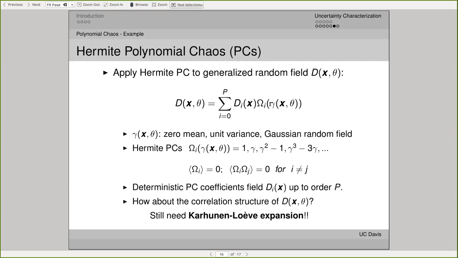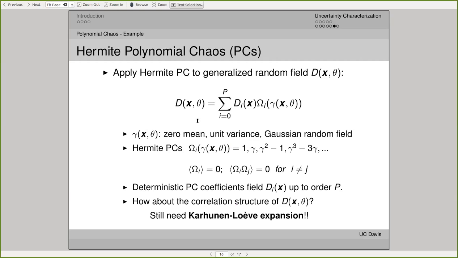And instead of having a standard Gaussian random variable as the basis to construct the Hermite polynomial chaos, now we need to use this underlying Gaussian random field. Essentially, this becomes a zero mean unit variance Gaussian random field to construct the Hermite polynomial chaos. The functional form of the Hermite polynomial chaos stays the same. It still has zero mean and the property of orthogonality. And we can also choose some orders to quantify any type of marginal distribution at each individual location.